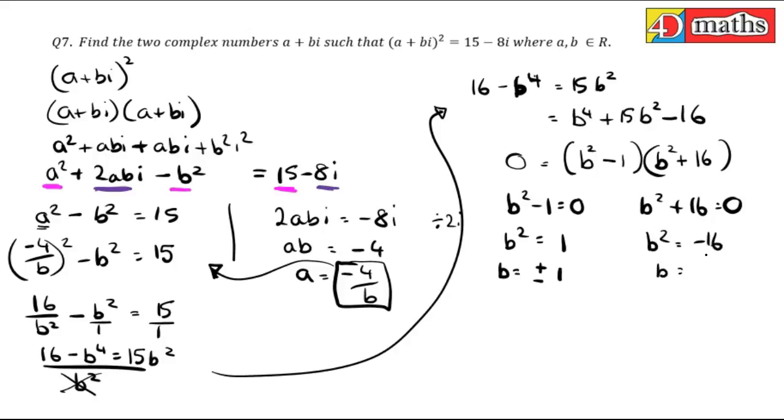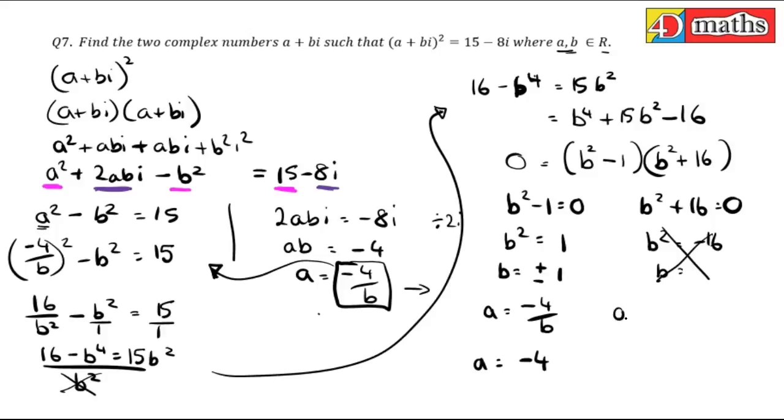Can you get the square root of minus 16? Well, you can if you include i's, but you're not allowed to include i's because a and b are real numbers. So we discount this. So we have our value for b. Then we need to find the value for a. So we bring that back over: a is equal to minus 4 over b. If I use 1 for b, I get minus 4.